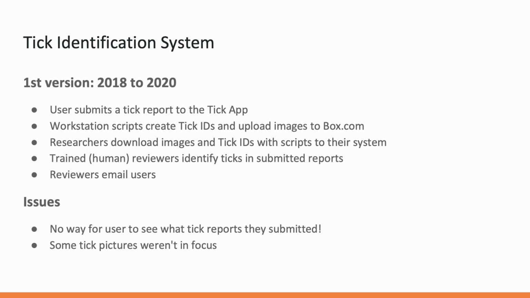Researchers ran another daily script to download the reports from Box and store them in their own system. Human reviewers would use the researchers' system to identify the ticks in the reports and send an email to the users with information about the type of tick that they had encountered and things to watch out for if they were bitten. This worked well enough, but there were a few issues that we noticed after using it for a while. First, there was no way for participants to see what tick reports they submitted. And second, some of the pictures weren't in focus or didn't show a tick clearly.